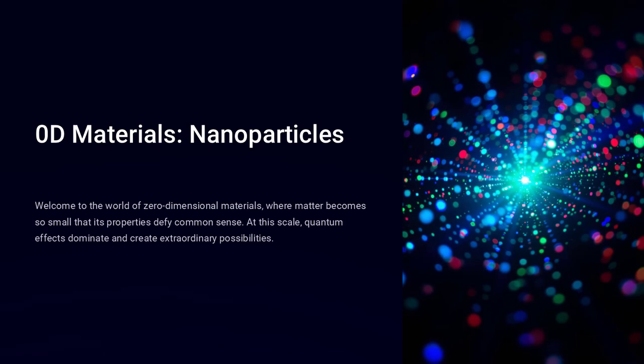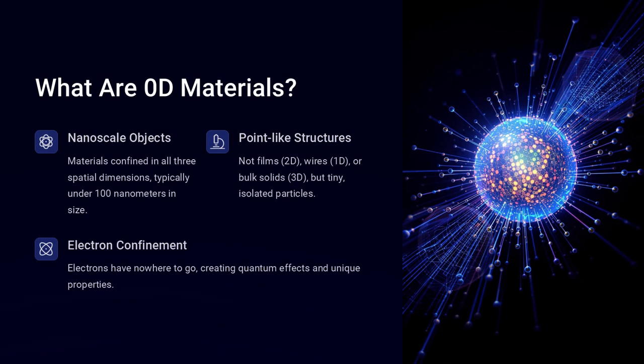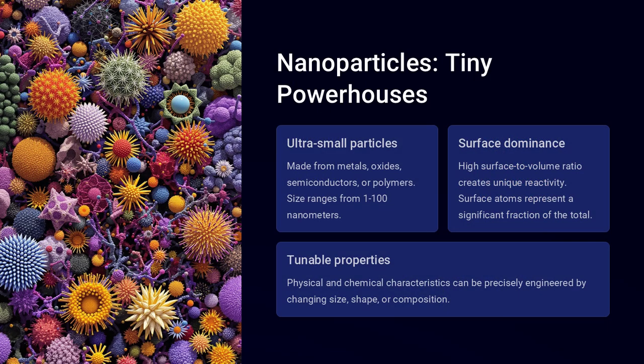0D materials, nanoparticles, and quantum dots: properties and applications. Imagine shrinking matter so small that its properties begin to defy common sense. A red substance turns blue. A material that normally conducts electricity becomes an insulator. At this size, materials no longer behave like their bulk counterparts.